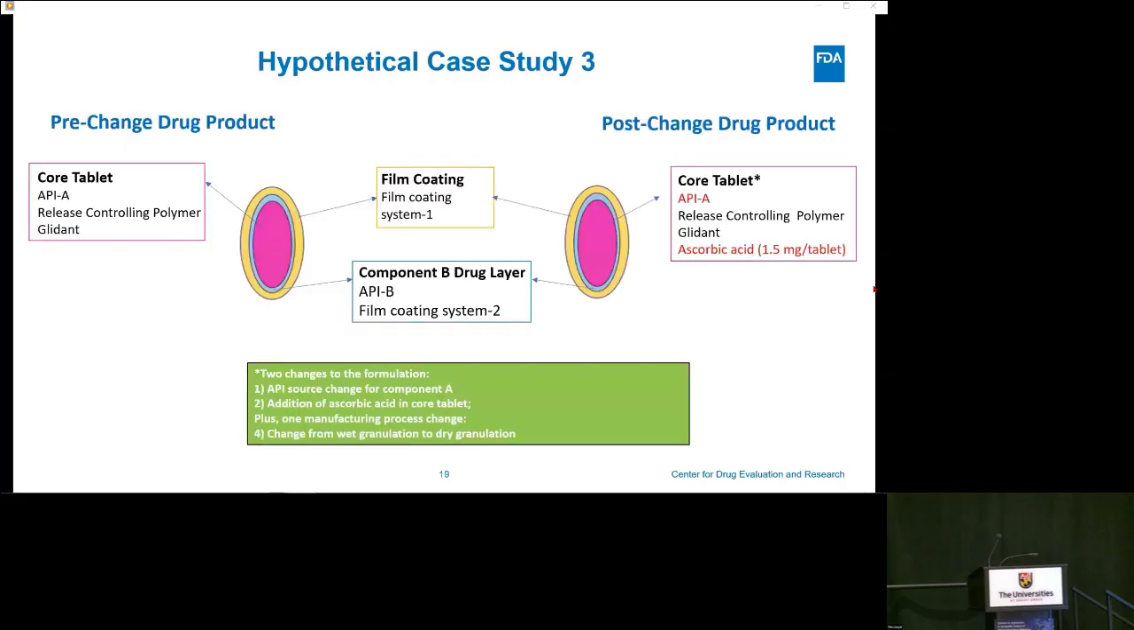This figure shows the changes made to the matrix-based ER tablet: an API source change, the addition of an antioxidant, and modifications to the manufacturing process.